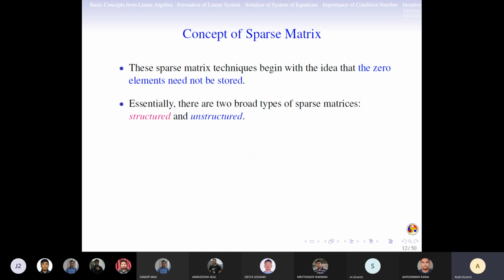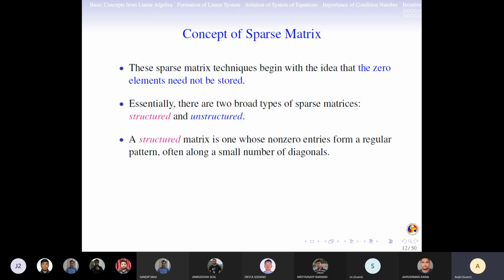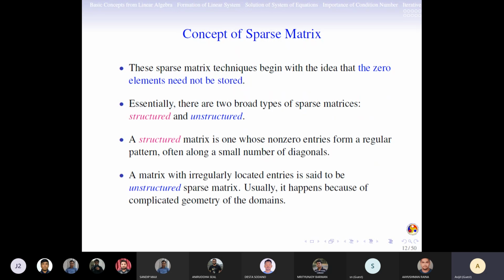Okay, and there are basically two types of sparse matrix. One is structured, the other one is unstructured. Structured sparse matrix means the non-zero entries in the matrix follow a regular pattern. In this case, maybe only the diagonal elements are non-zero, or it is tri-diagonal or pentadiagonal or some banded matrix. This type of matrix is known as a structured sparse matrix. And the unstructured sparse matrix means it follows an irregular shape. The non-zero elements are scattered. In that case, you can say the sparse matrix is unstructured.